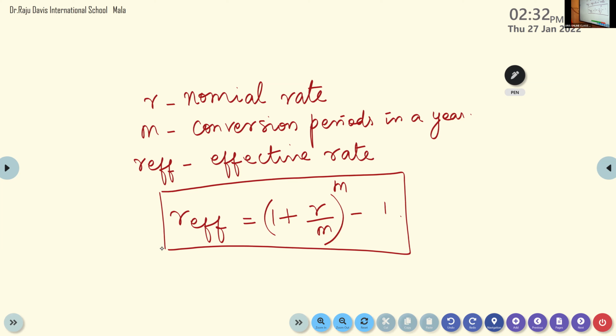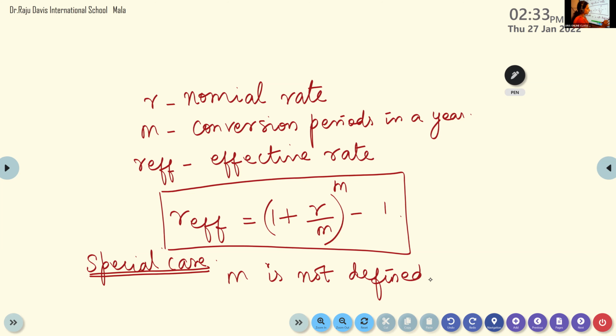Okay, is it clear? Now here there is a special case. Write down, this is a special situation. A special case is, suppose the conversion period is not defined. We are going on converting, but how many years or how many times, we don't know. So when the conversion period is infinity and M is not defined, that means we take it as continuous conversion.